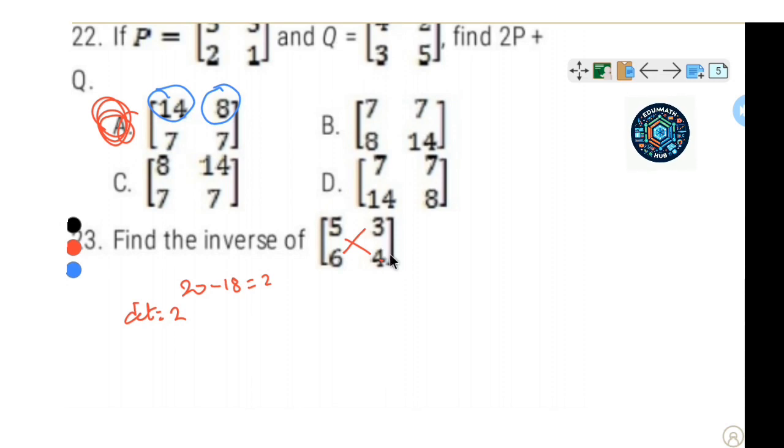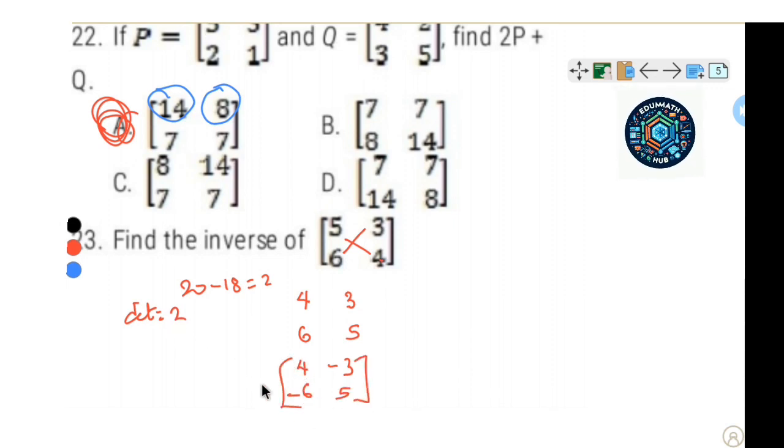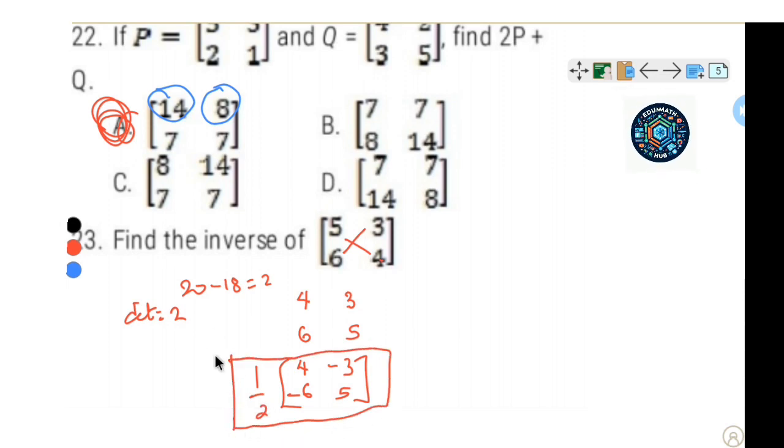Then the next step is to interchange the positions of these two. If you interchange them, you have 4, 3, 6, 5. After interchanging them, the next step is to negate these two terms on the other diagonal. That means if they're positive, turn them to negative. If they're negative, turn them to positive. Since both of them are positive, it will look like this: 4, minus 3, minus 6, 5. Then after doing all this, divide by the determinant. This will be 1 over 2. So this is the inverse of this matrix.